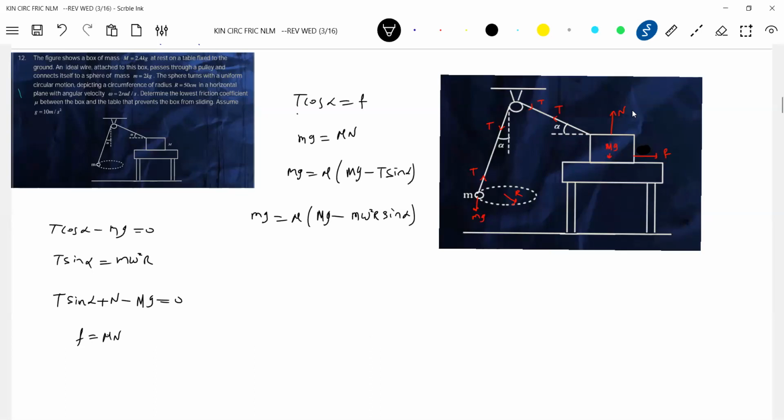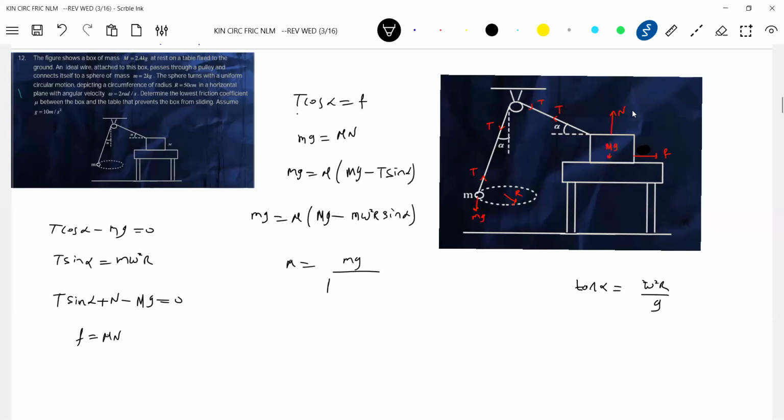We don't know alpha, so dividing these two equations, tan alpha is equal to... alpha is not given. How to eliminate alpha? Divide the first two equations. From there, tan alpha, I think we know all the values here. Tan alpha equals omega square r by g. We know omega, we know r, we know g, so we get tan alpha. From that, I'll get sin alpha. Then I'll proceed here and get the expression for mu.